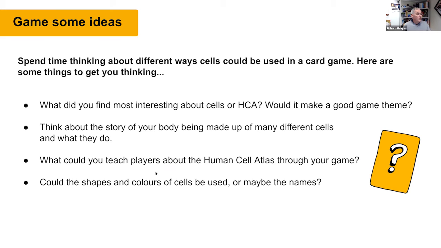So we want some time to think about different ways you can use cells in the game. There's obviously how they look, there are different shapes, they have different names. So there are lots of different ways you could imagine a card game being played, from some sort of trivia game to a matching game to a fast, frantic game. I think we really haven't tried to make too many restrictions. We want to see the children's creativity shine through here. That is the most important part.